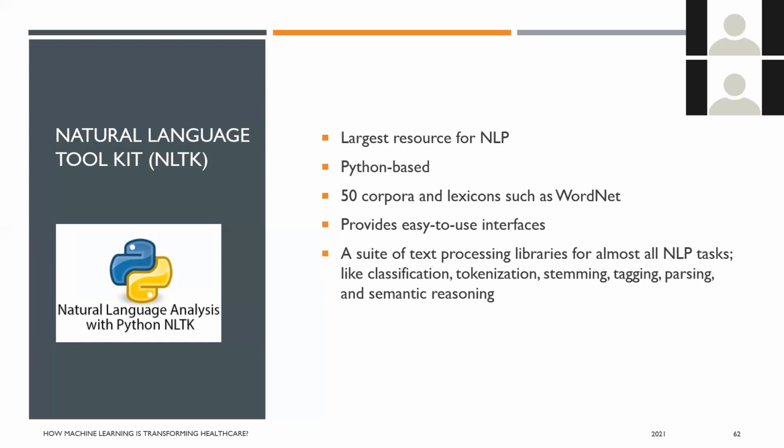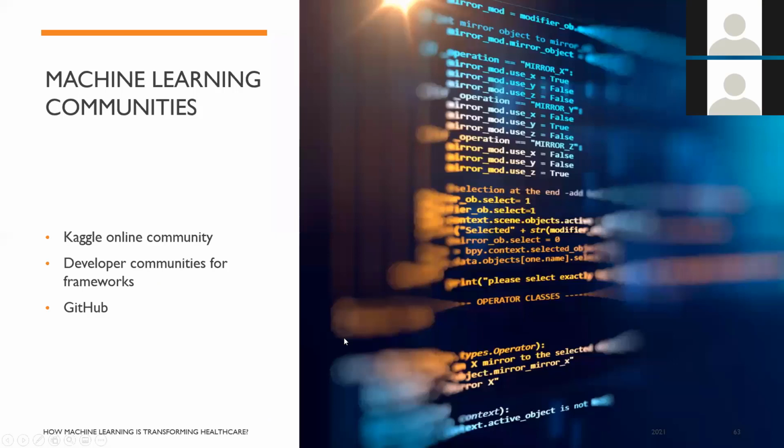And also it provides you with a suite of text processing libraries for almost all NLP tasks, like classification, tokenization, stemming, semantic reasoning, tagging, parsing. You can name them. So it contains all kinds of information. Particularly, it is very advanced in the English language. So this was a little about the frameworks.